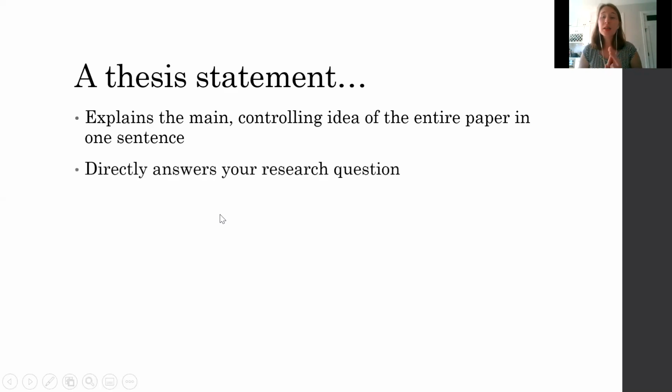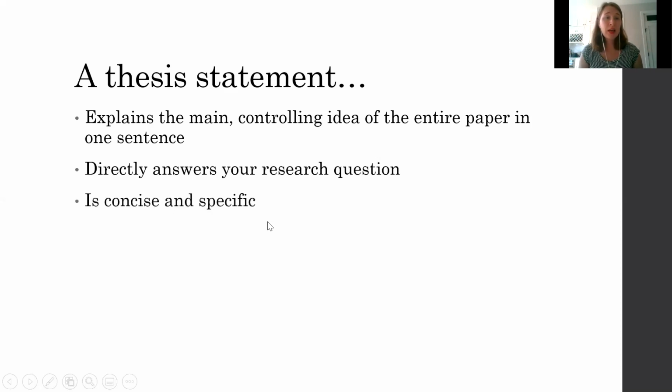And a thesis statement directly answers your research question. So if your research question is, what are some actions city planners can take to mitigate the effects of sea level rise? Then your thesis statement would be, you know, some actions that city planners can take to mitigate sea level rise are da, da, and da. I'm not an urban planning expert, so I don't know the answers. But you would just frame your thesis statement so that it's a direct answer to your research question.